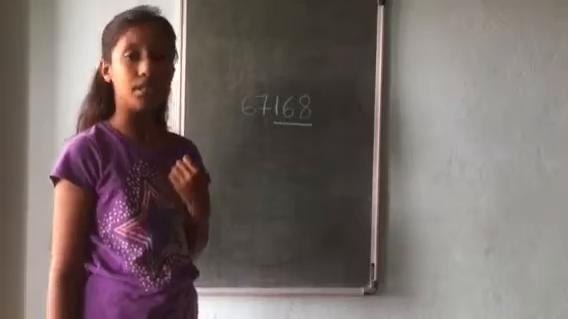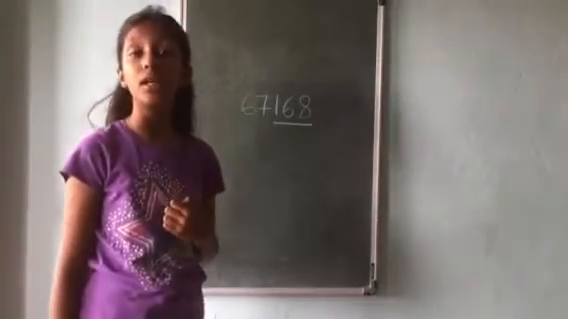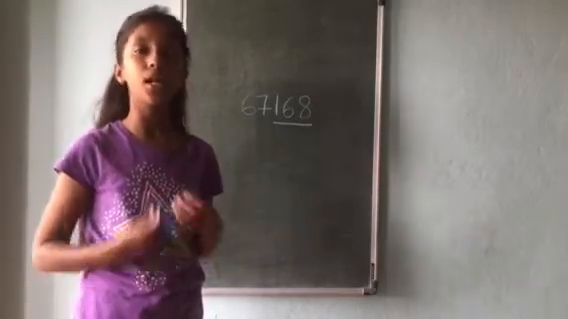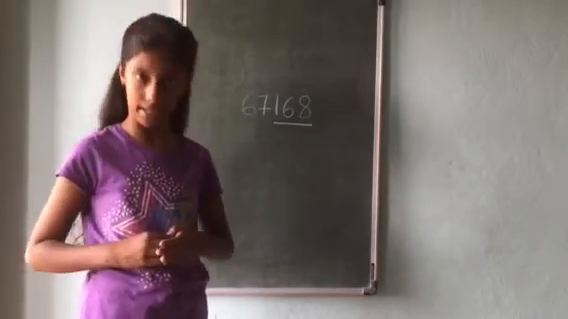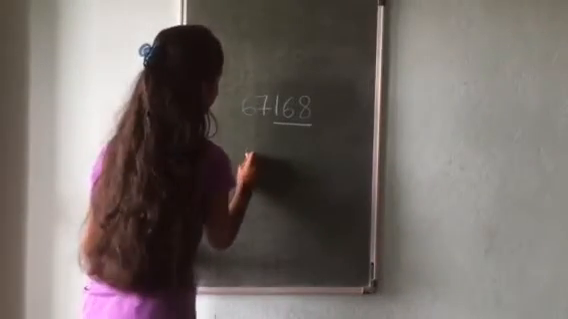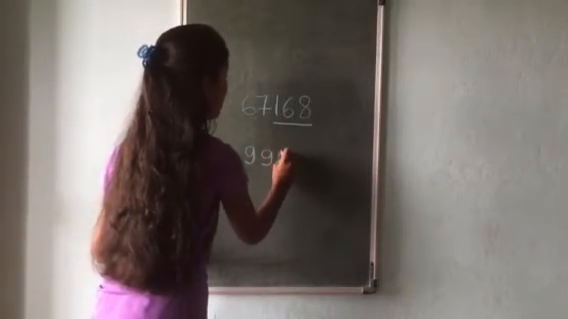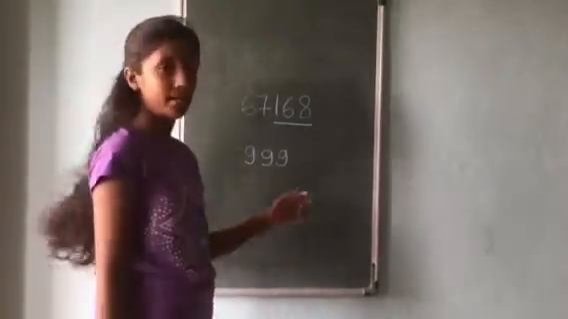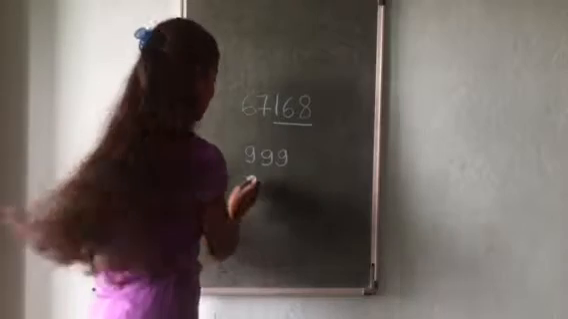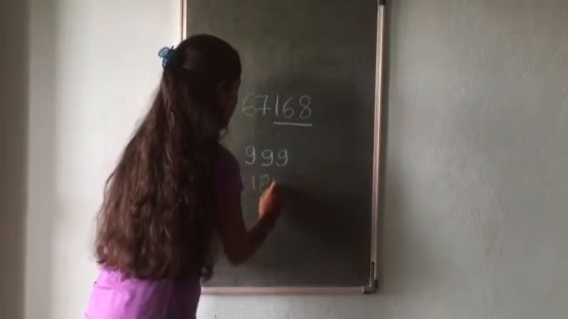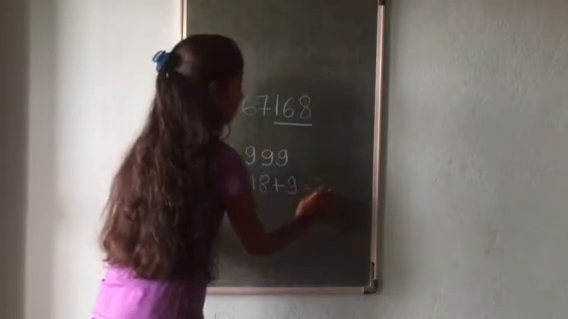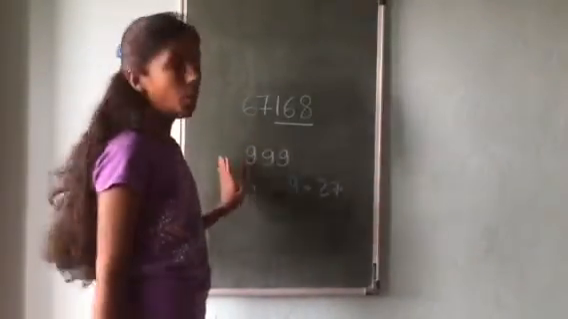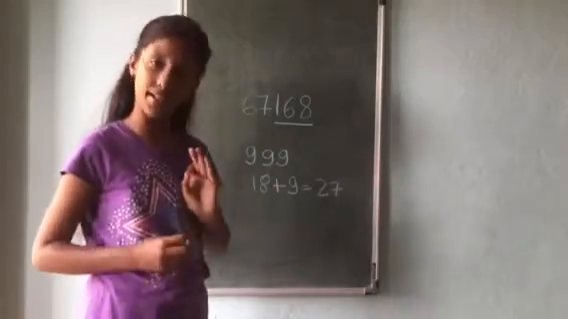Now we'll talk about 9. Now 9's rule is again the same. If the sum of all digits is divisible by 9, the whole number is divisible by 9. For example, now if I have to check whether this number is divisible by 9, how will I check? I'll add the digits up. So 9 plus 9 is 18 and 18 plus 9 is 27. So is 27 divisible by 9? Yes. So the whole number is divisible by 9.